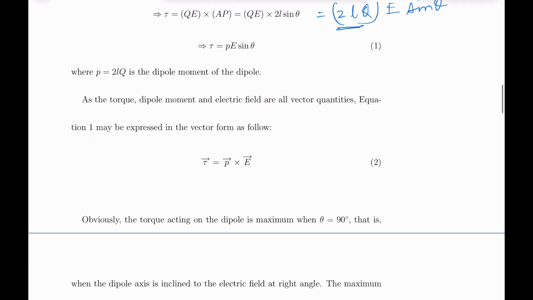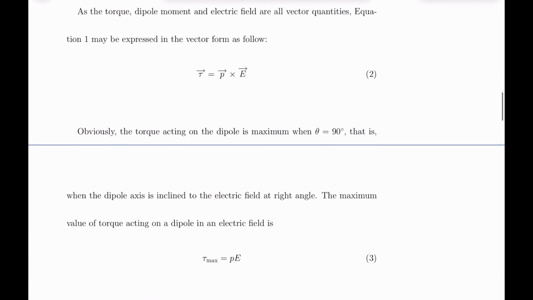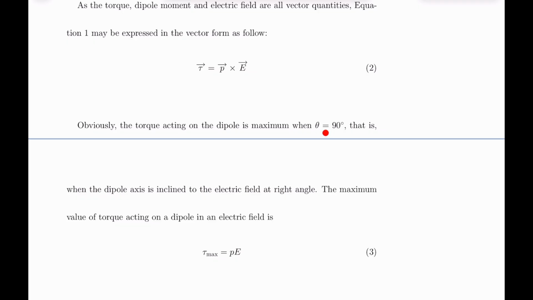Obviously, the torque acting on the dipole is maximum when theta is 90 degrees, because sin 90 is 1. Remember, the torque is maximum when the dipole axis is inclined to the electric field at right angles. The maximum value of torque acting on a dipole in electric field is tau maximum equals PE. Clear?